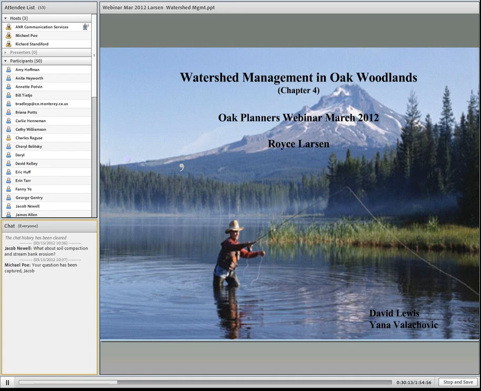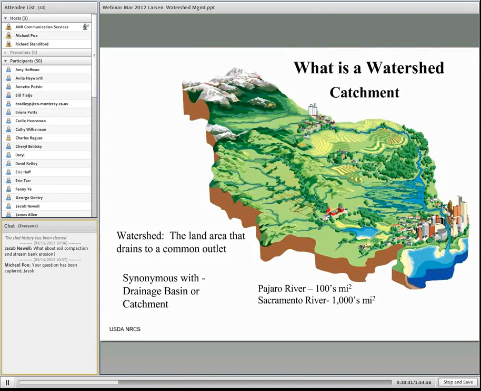I'd like to just notice it's chapter 4 in the book, if you are looking through your book at all, and pay attention to the fact that David Lewis and Jana Valakovic were also authors on that chapter, and provided a lot of information for that. First of all is, what is a watershed?